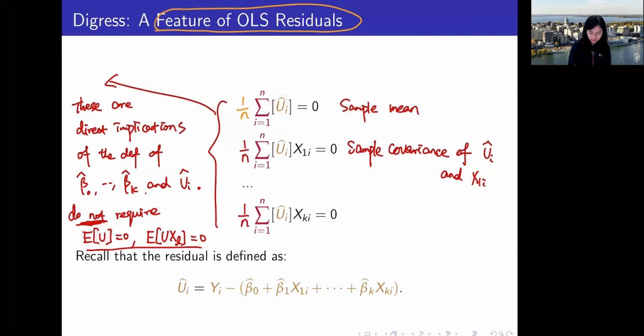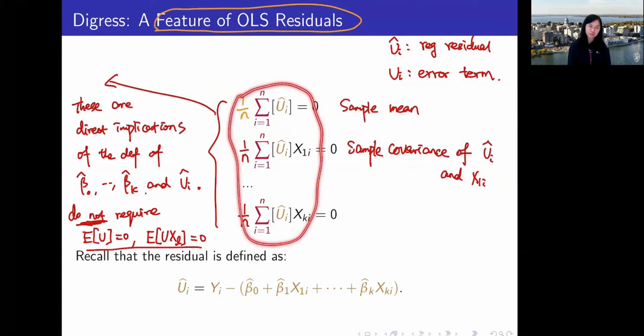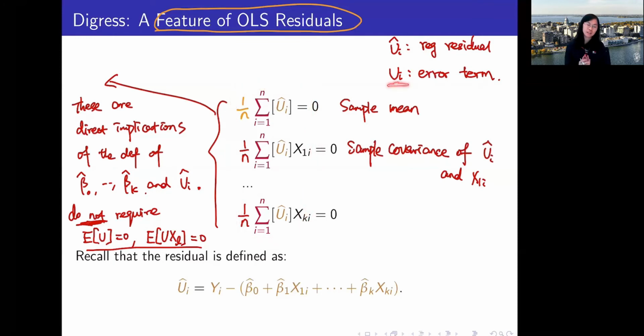Okay, so u hat is the regression residual, and u_i without the hat is the error term. So OLS regression residuals always satisfy these equations, regardless of what assumptions the error term u_i satisfies. Okay, so that's a digression. I consider that kind of an important digression.